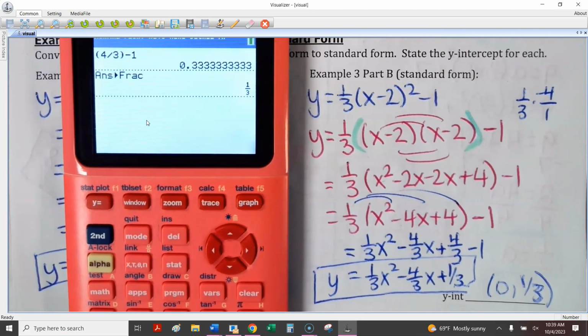So a lot of algebra today. Is anybody having a question at the moment? The homework is super, super similar to the notes.